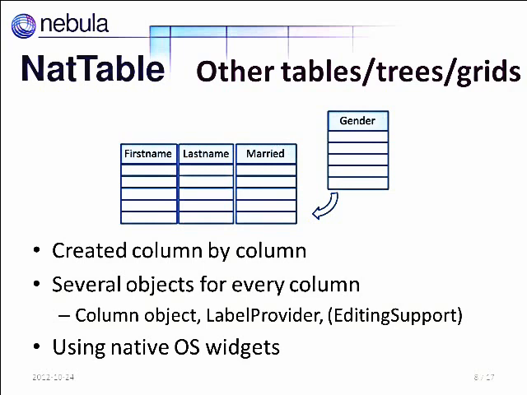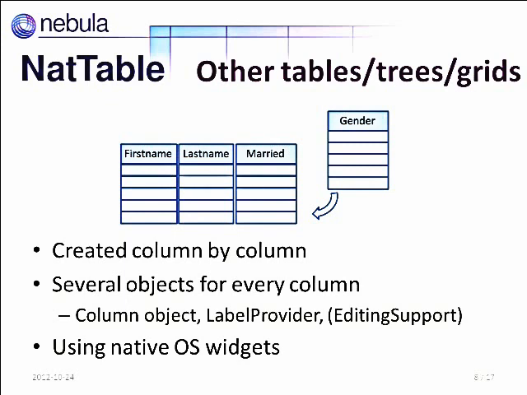Compared to what I'm showing next, JFace tables and also the Nebula Grid, which is based on the table viewer, you're creating your table column by column. You're attaching one column to the other. And you're creating several kinds of objects. So for every column, if your table needs to be editable, you will have at least 3 objects. The column object itself, you will have the label provider, which is mixing data and styling, and you have an editing support.